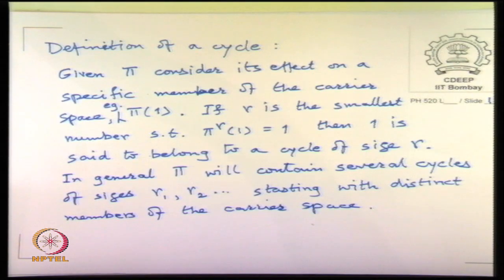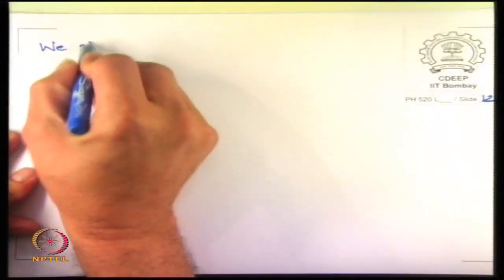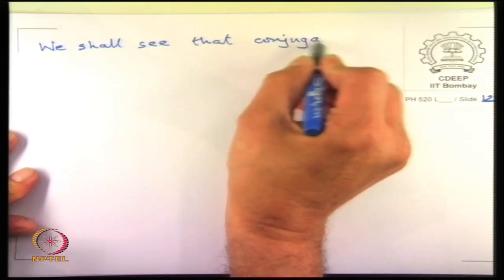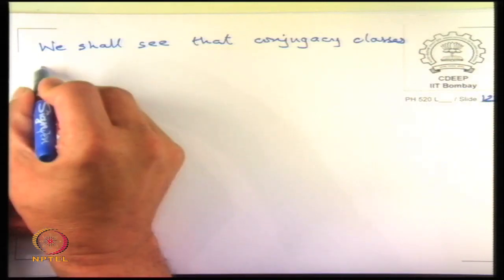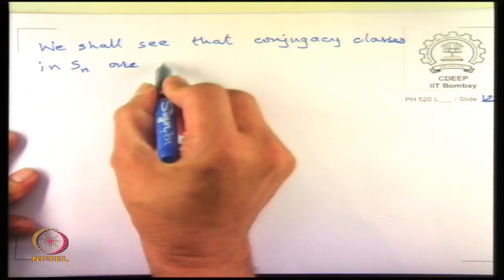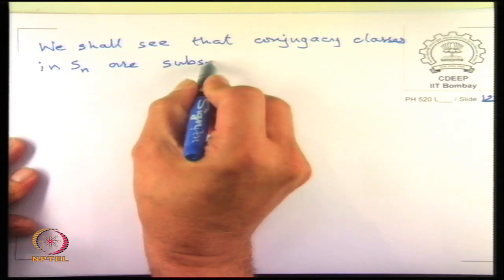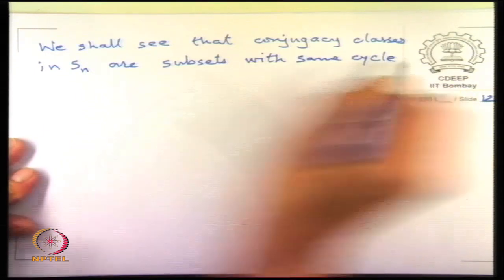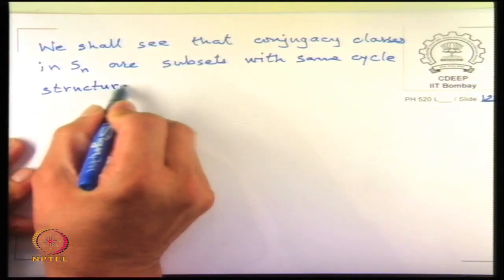So, the important fact we are moving towards proving is that once you represent elements of the permutation group in this cycle notation, you will find that under conjugate transformation, the cycle structure does not change. So, let me write it, okay. We shall see that conjugacy classes in S_N are subsets with the same cycle structure for its elements.